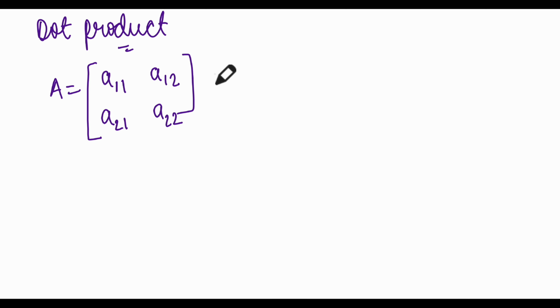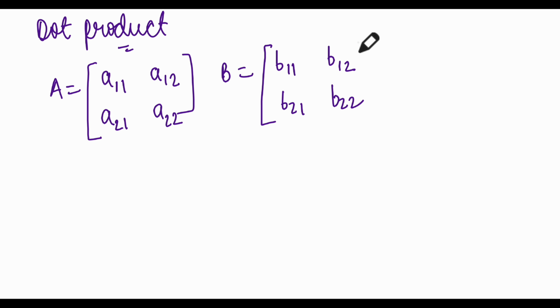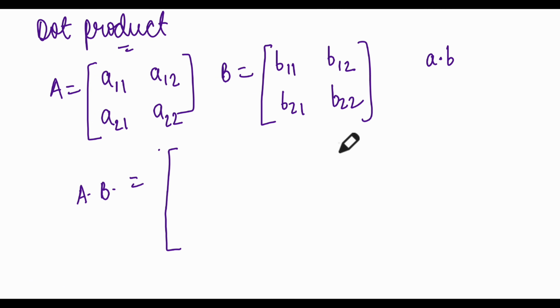And let's say I have B. So B is equal to B11, B row 1 column 2, B row 2 column 1, B row 2 column 2. Let's say I want to do A dot B, that is a matrix multiplication. It will result in a 2 by 2 matrix. So how is this going to add up? Let's see that. First of all, there are 4 places to fill. This is the first place, this is the second place, this is the third place, this is the fourth place. Just see the logic, how it works.